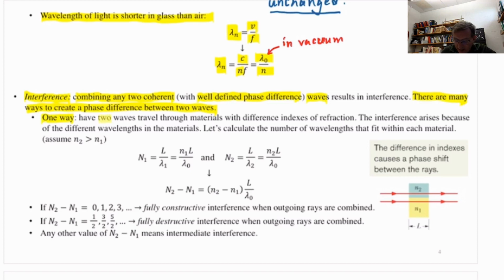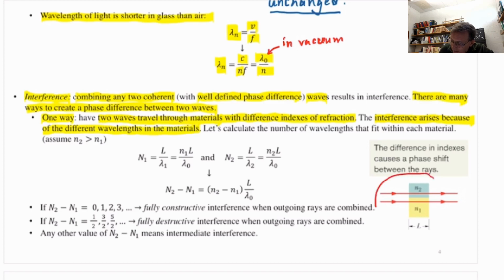Have the two waves travel through materials with different indexes of refraction. And then combine the waves after they get through. The interference occurs because of the different wavelengths that the light has when it's in the different materials. We just said that, right? The wavelength of the wave depends on the index of refraction of the material. Let me show you exactly how this can come out for a scenario like shown in this little drawing down here in the right.